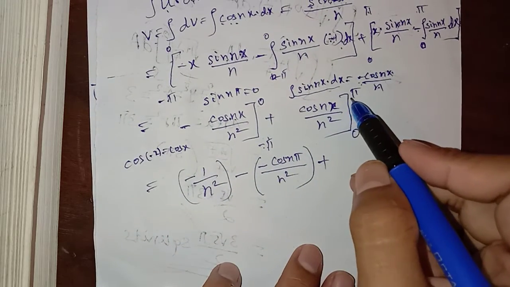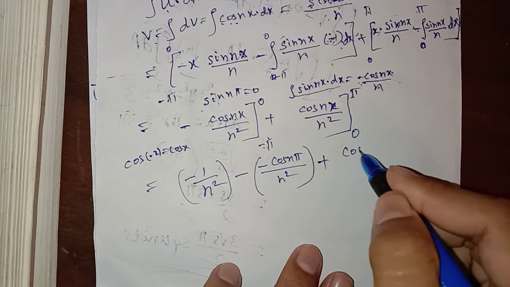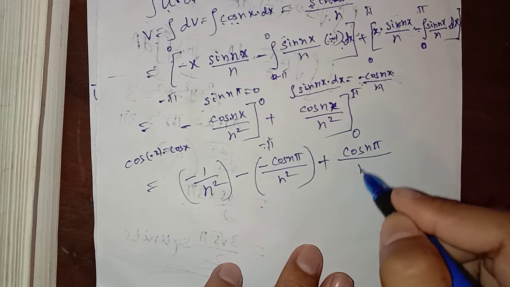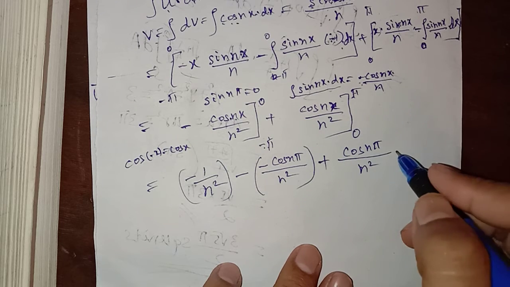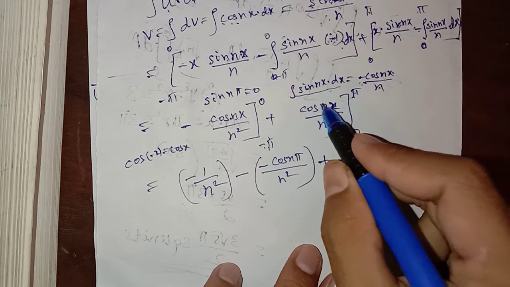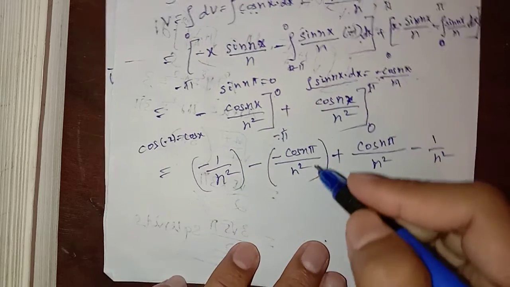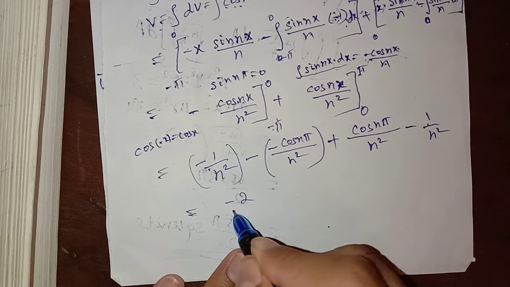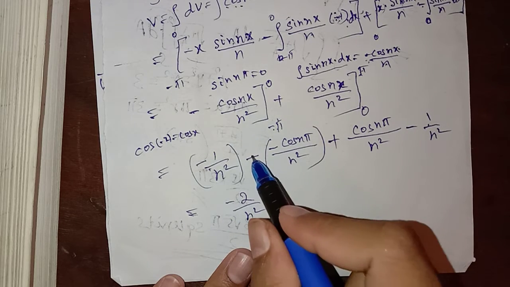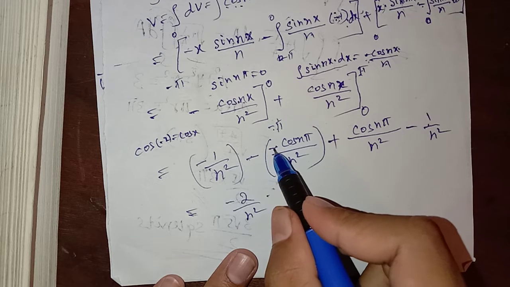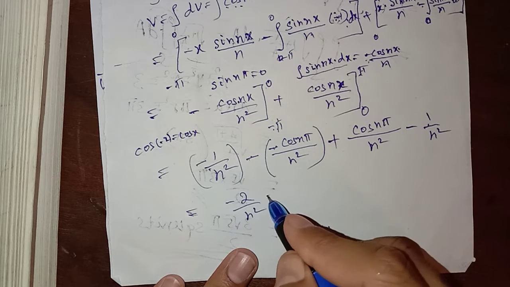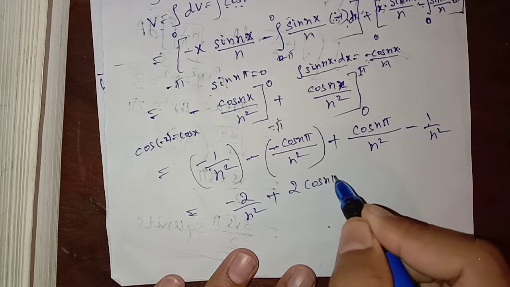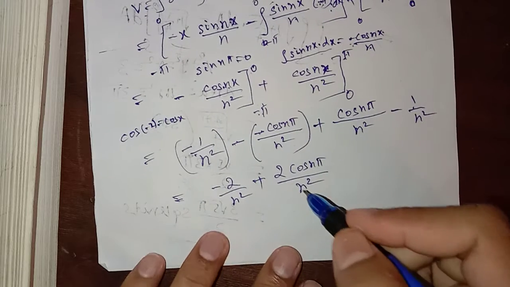Plus here this is cos of n pi. In the place of x, if we apply pi, we get cos of n pi divided by n square minus, if we apply 0 here, 1 divided by n square. So if we add this, we get minus 2 by n square. Minus into minus becomes plus, and we get plus cos n pi plus cos n pi, 2 cos n pi divided by n square.